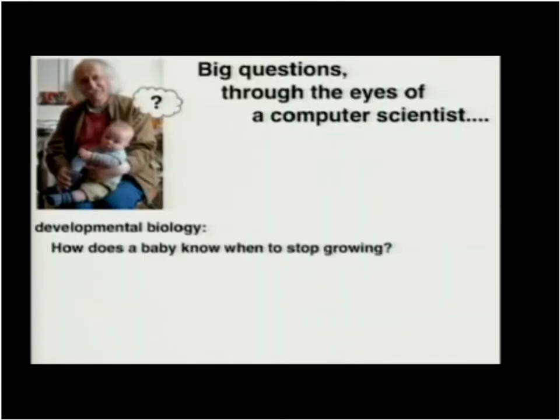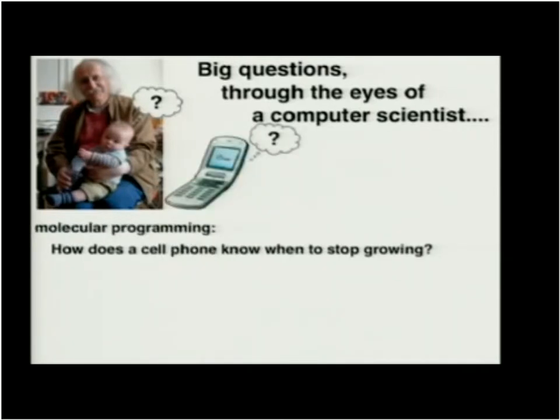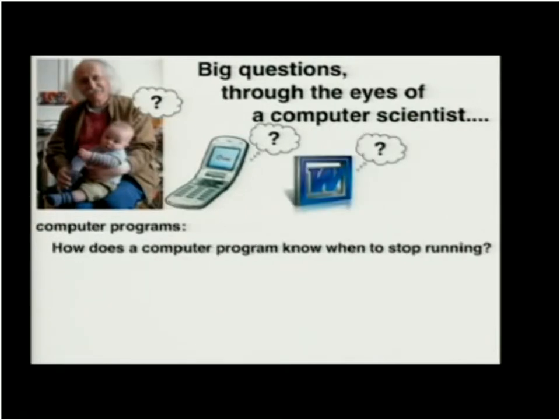So one big question is, how does a baby know when to stop growing? And for molecular programming, the question is, how does your cell phone know when to stop growing? Or how does a computer program know when to stop running? Or more to the point, how do you know if a program will ever stop? There are other questions like this too.